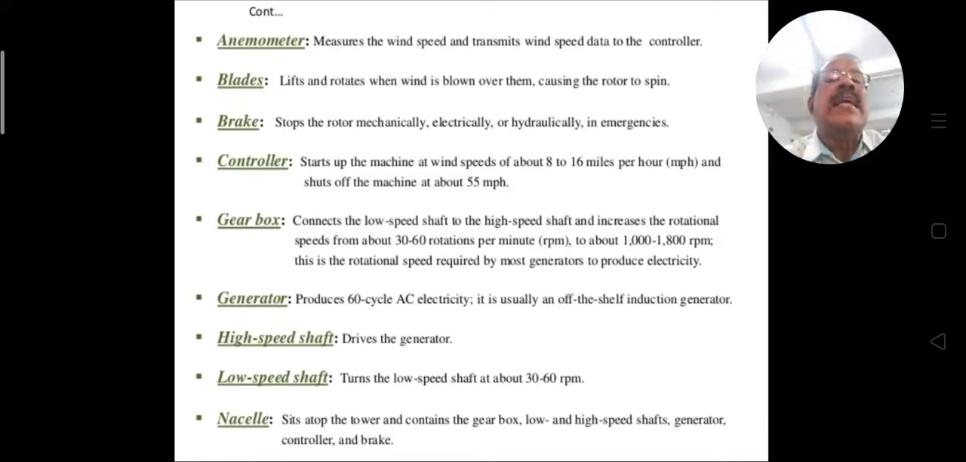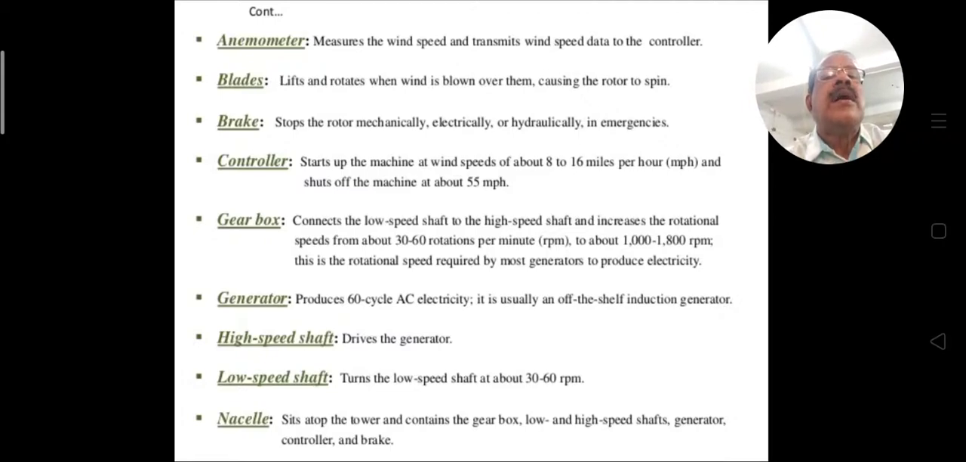And what is the anemometer? The anemometer measures the wind speed and transmits the wind speed data to the controller. And the blades lift and rotate when wind blows over them, causing the rotor to spin. These blades are used to rotate.